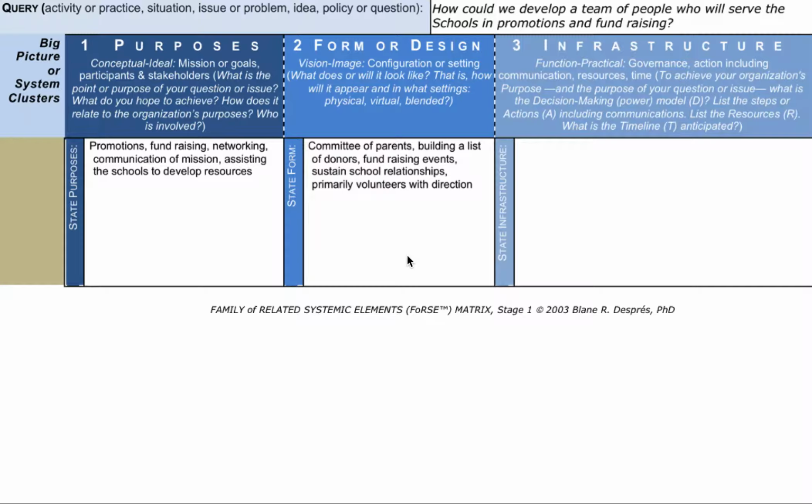Step 3 takes us into the second cluster, the form or design. In other words, the query and its purposes looks like something, and it is situated somewhere, whether virtually or physically. The client brainstormed this list.